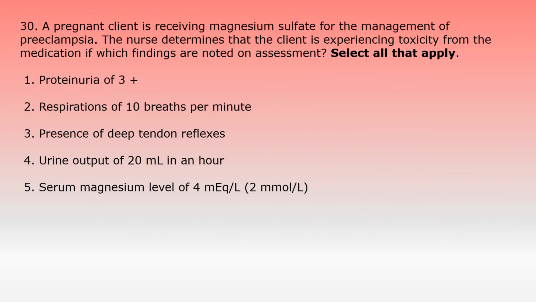30. A pregnant client is receiving magnesium sulfate for the management of preeclampsia. The nurse determines that the client is experiencing toxicity from the medication if which findings are noted on assessment. Select all that apply. 1. Proteinuria of 3+. 2. Respirations of 10 breaths per minute. 3. Presence of deep tendon reflexes. 4. Urine output of 20 milliliters in an hour. 5. Serum magnesium level of 4 mEq/L, 2 mmol/L.